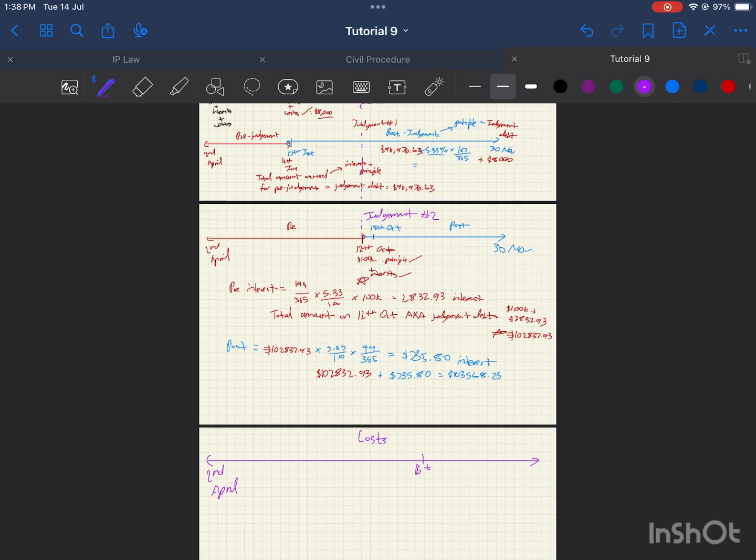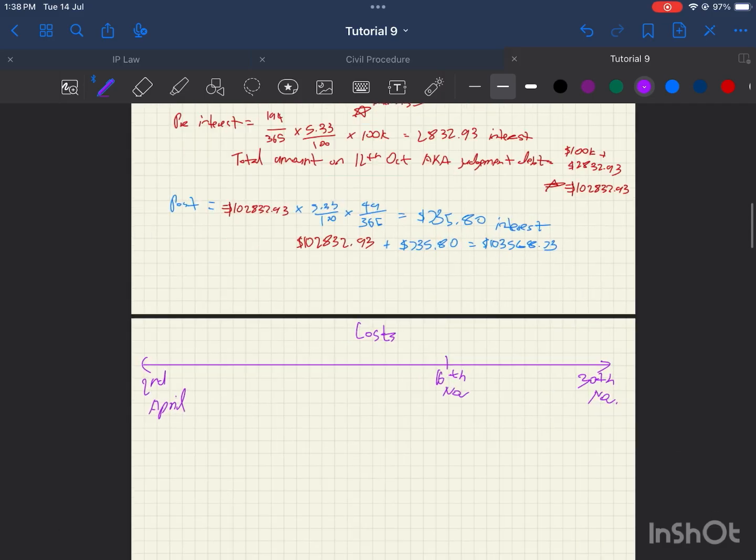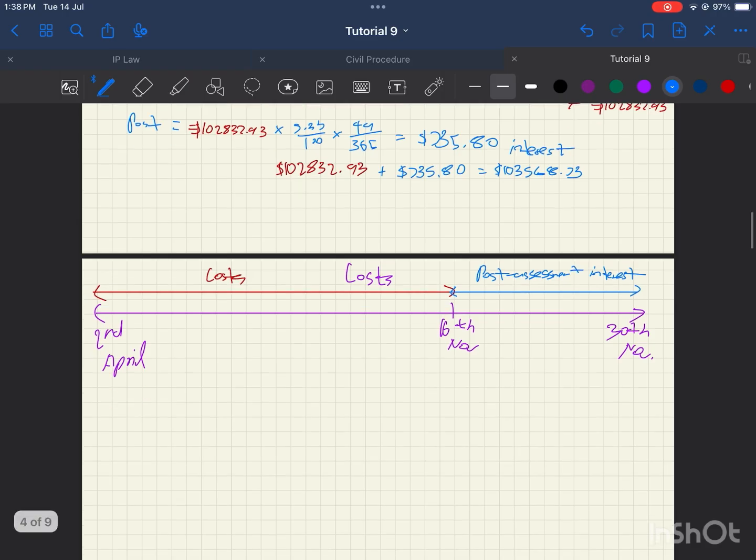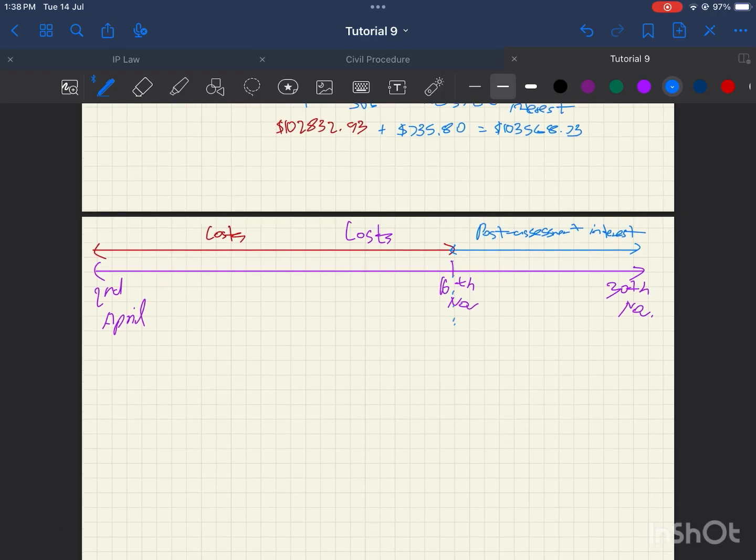Now, this is what we call cost. And then this, as you can tell from me using blue now, is post-assessment interest. And the funny thing about post-assessment interest is we don't look at 17th November. No, we actually stick to 16th November. So we got to calculate it twice. But there's a difference in doing that.